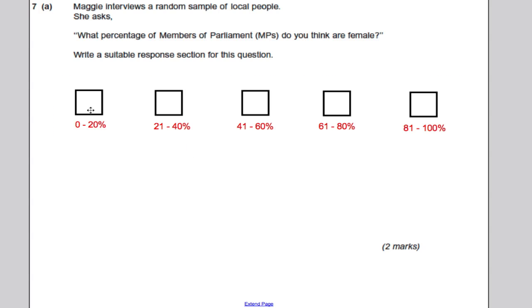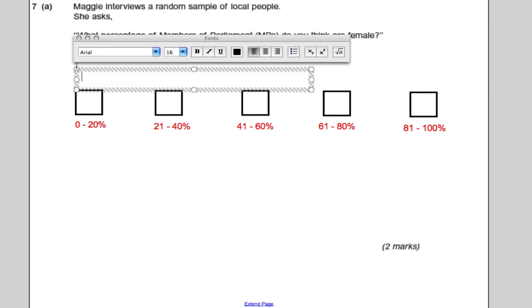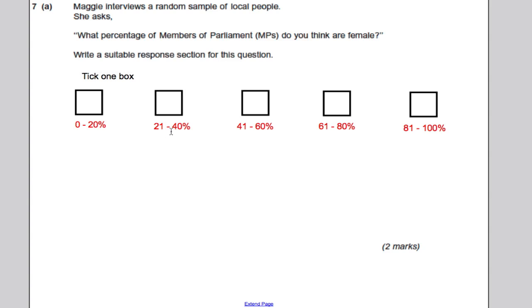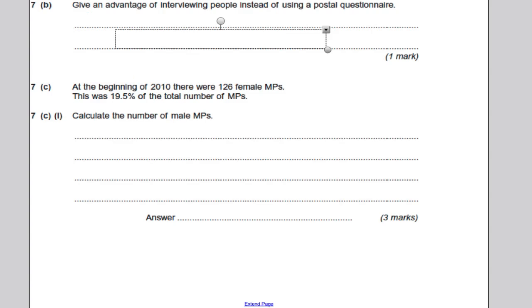So here we have it. Here we've got a tick box section that people can come along and choose a correct answer. So let's just say tick one box, and people will come along and tick the box that they think is appropriate. Just notice as well that I don't have any overlaps here. That goes up to 20%, and then the next box goes from 21 to 40. Again, no overlaps, very important.